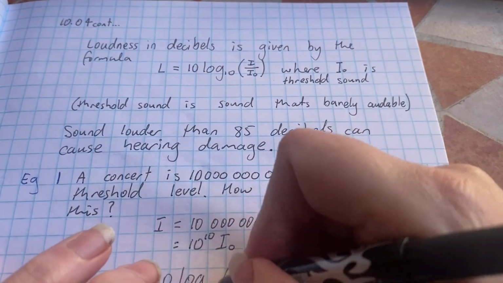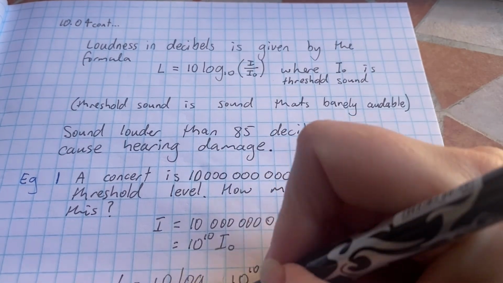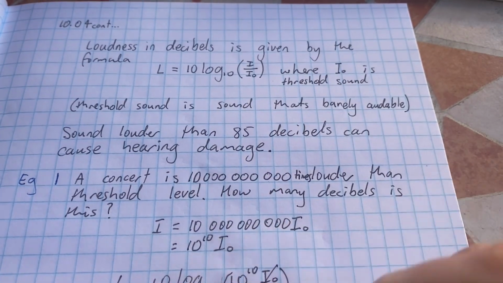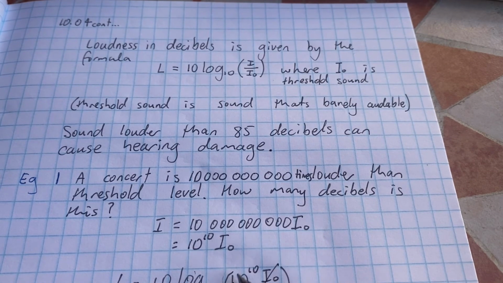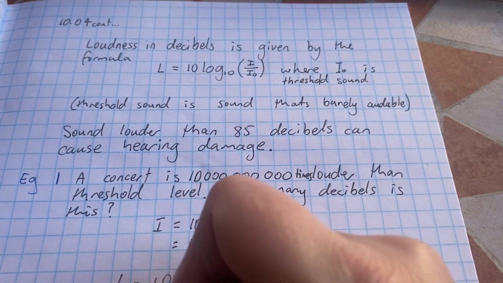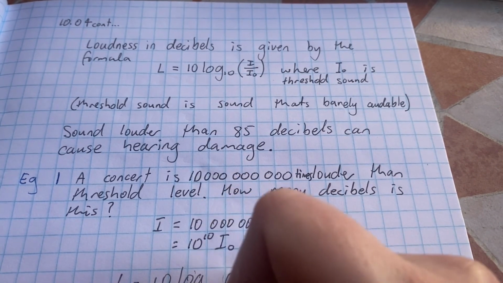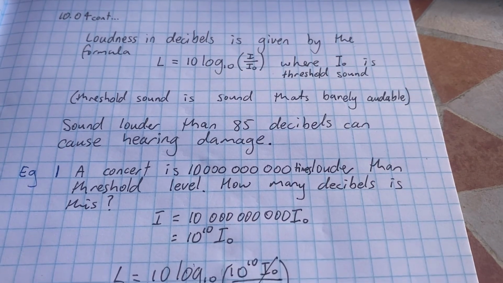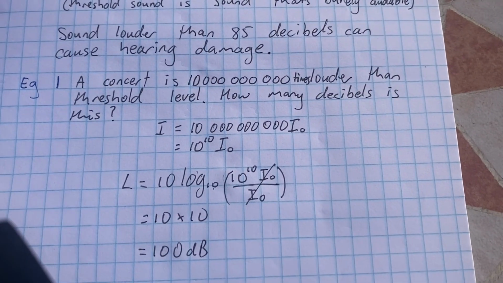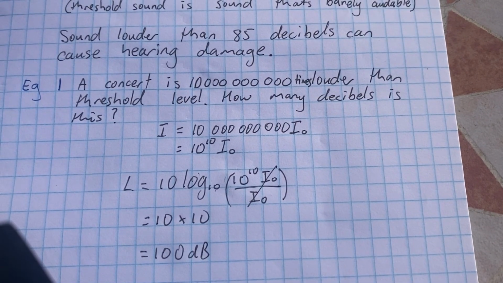Okay, and that's pretty simple to evaluate. The I0s are going to cancel out. Log base 10 is the opposite of 10 to the power, so they cancel out. You've just got 10. So the final answer there, we go 10 times 10, and that is 100 decibels. So that's pretty loud. That's going to cause hearing damage, most definitely.